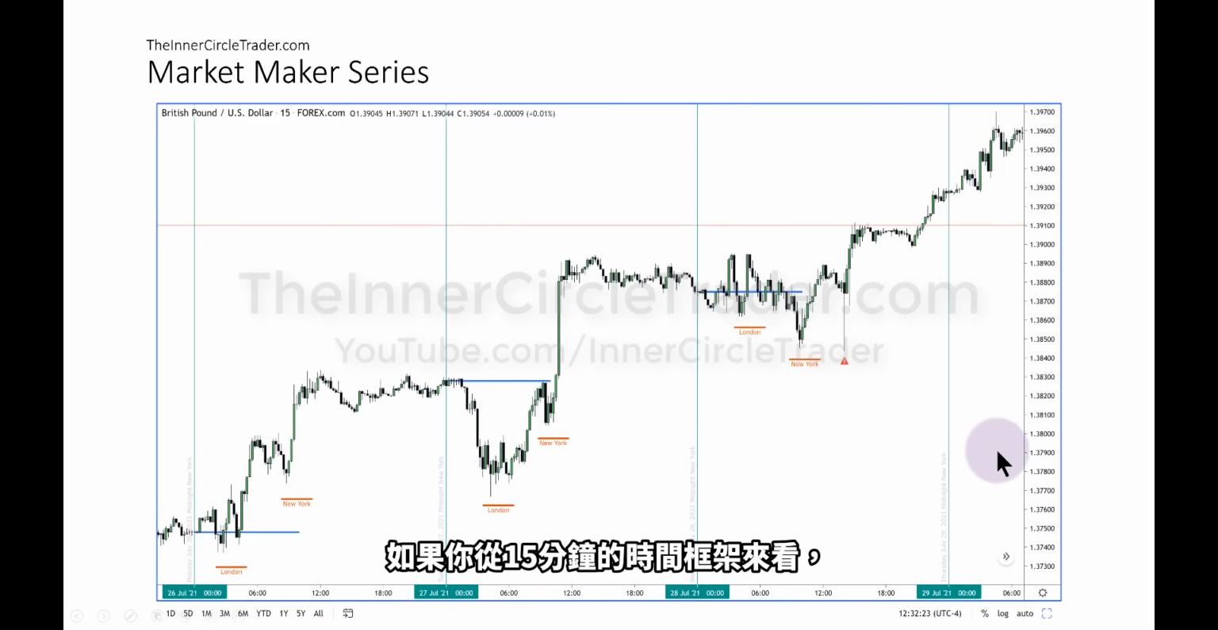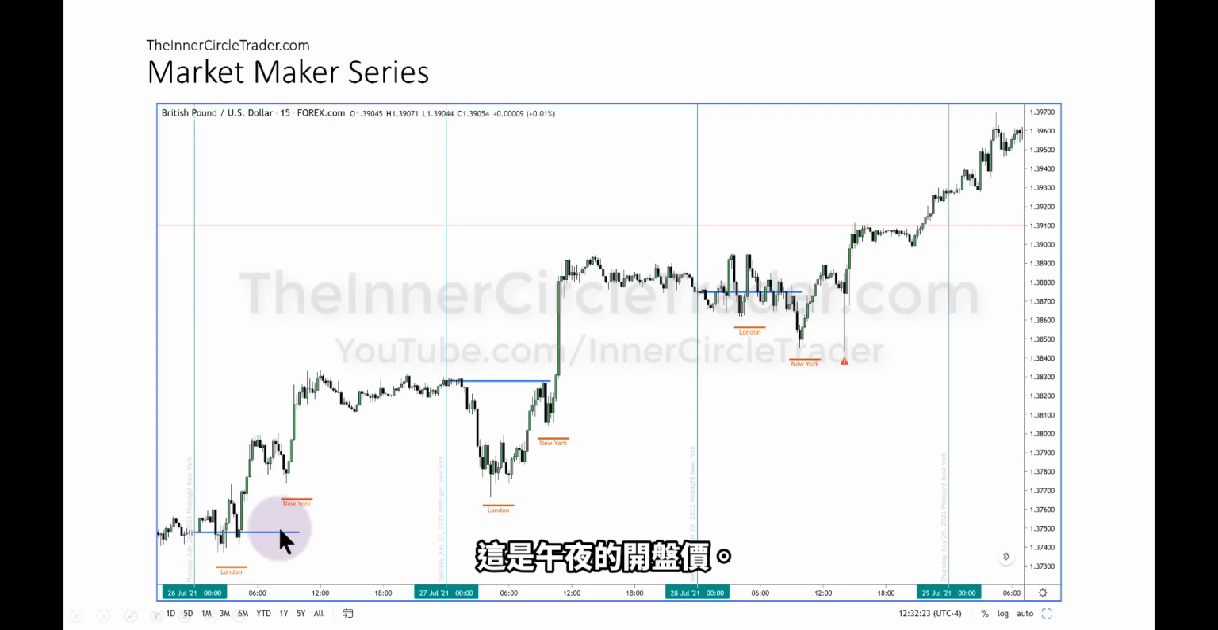Now, if you look at it on a 15-minute time frame, I'm going to incorporate day of week and time of day. Here's that opening price at midnight. The market trades down, creating the low in London, rallies, comes back down for an optimal trade entry. If you don't know what an optimal trade entry is, there are lots of videos on this YouTube channel that you can study and find out what that is. It's a really simple pattern, repeats all the time. So it creates an optimal trade entry right there. You can be a buyer there, and then it trades back down again.